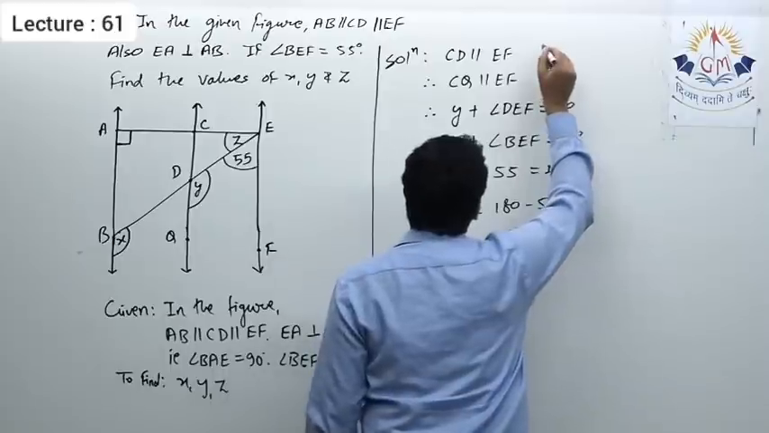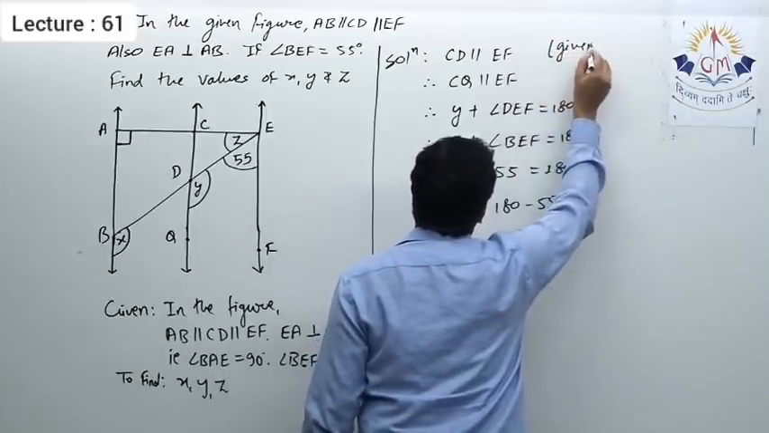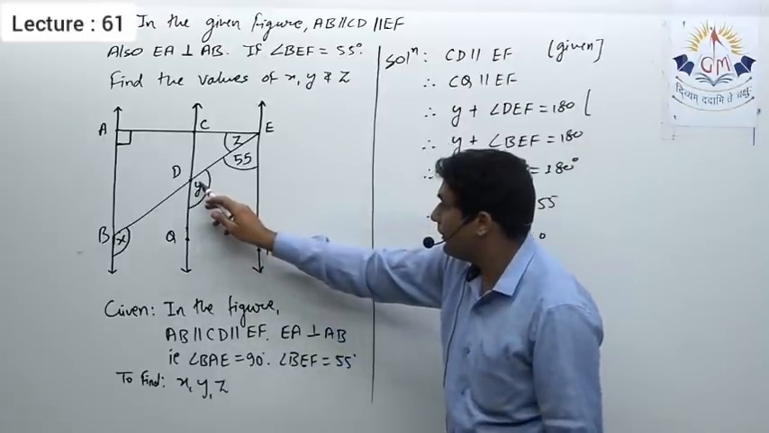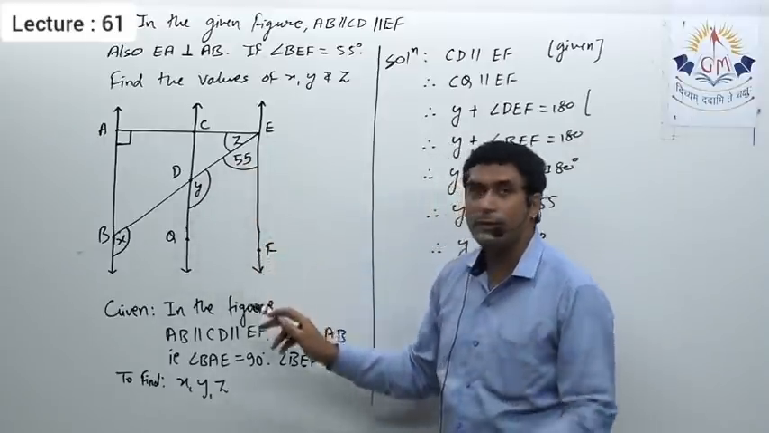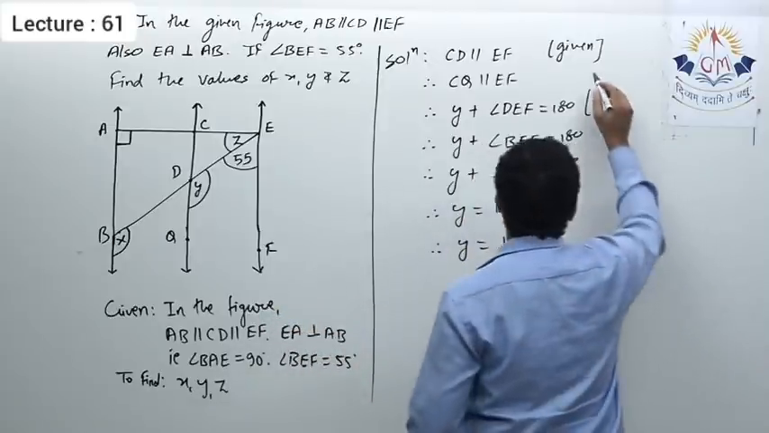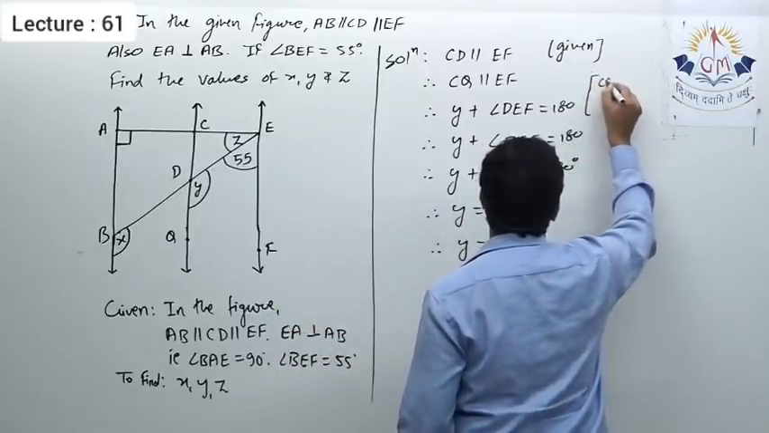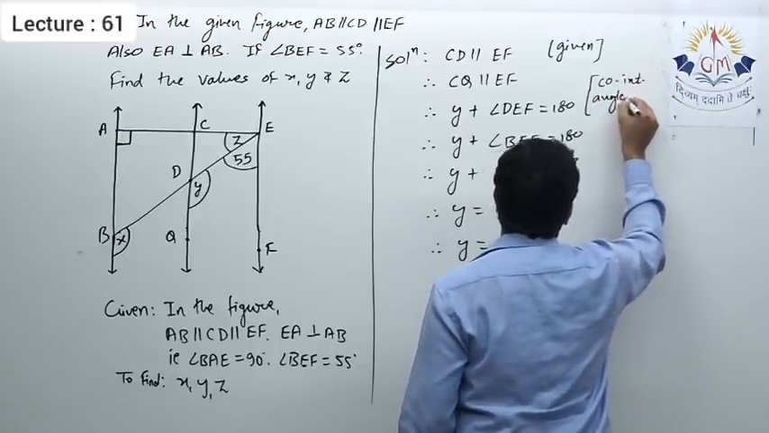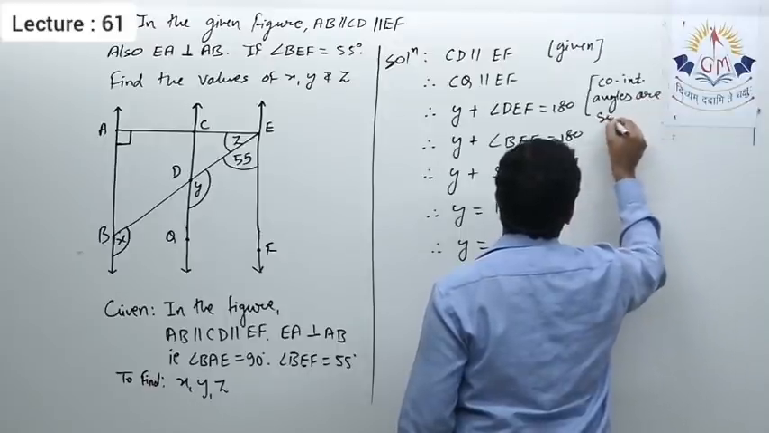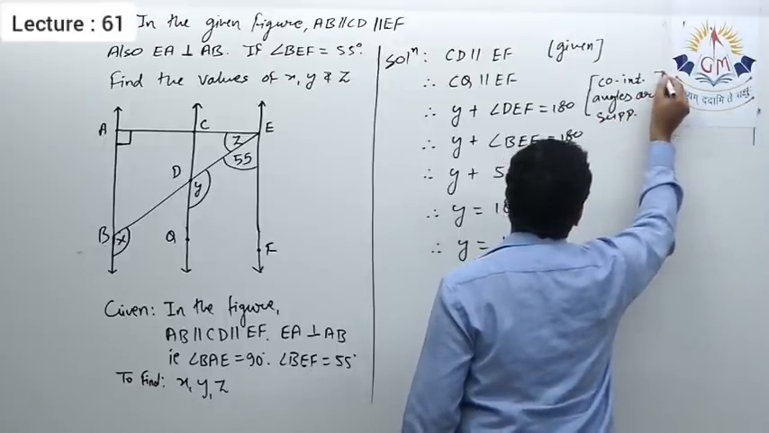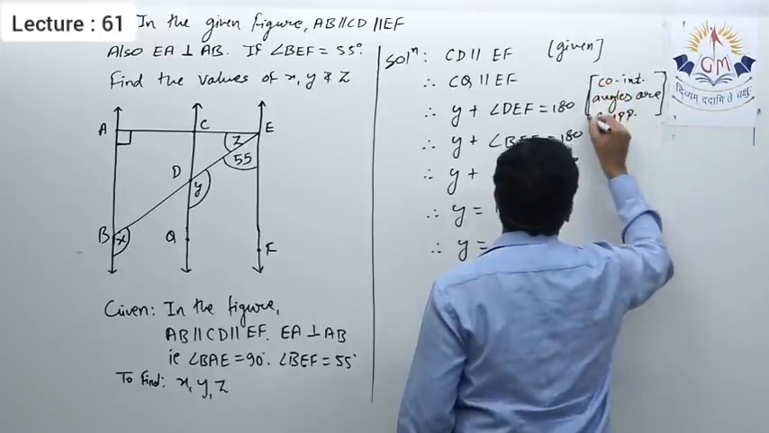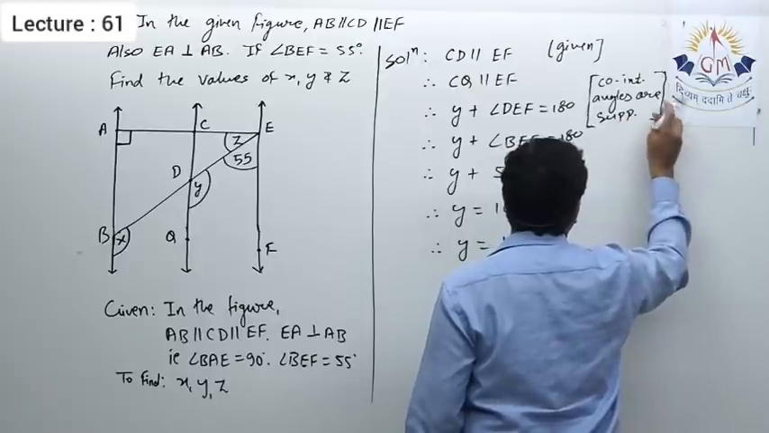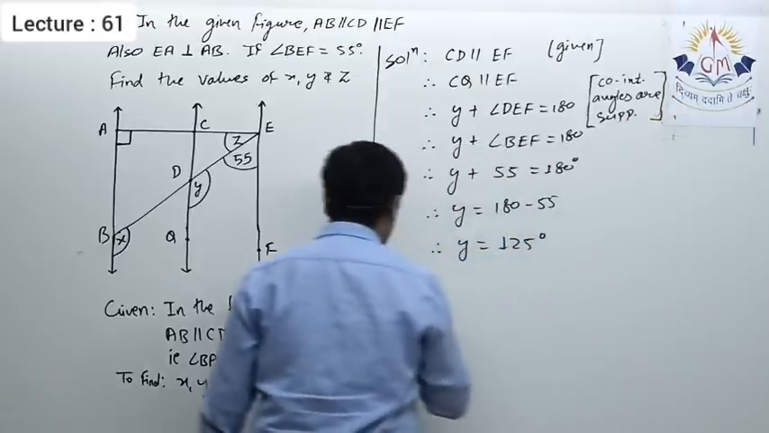Now CD parallel EF it is given. Y plus DEF equal to 180. What is the reason behind this? Reason for this is co-interior angles. Co-interior angles are supplementary. That is the reason behind this.